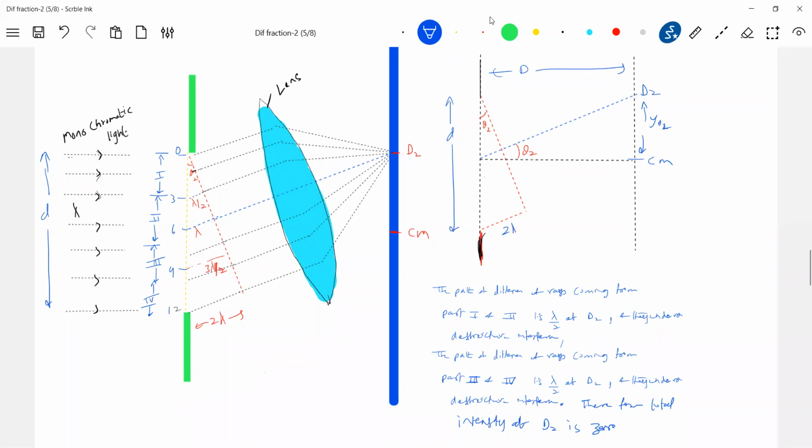This was the 2 lambda we assumed. First, what is the expression? We can write it as d sine theta 2 should be equal to 2 lambda, so the angular position should be 2 lambda by small d. Then tan theta 2 should be equal to y d2 by capital D, for small angle.